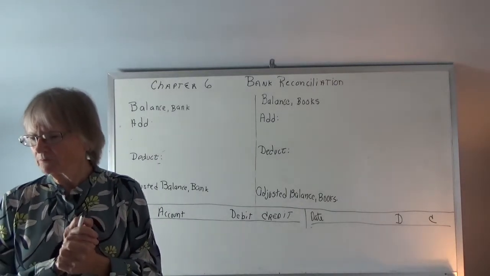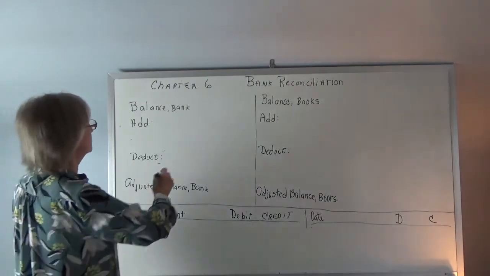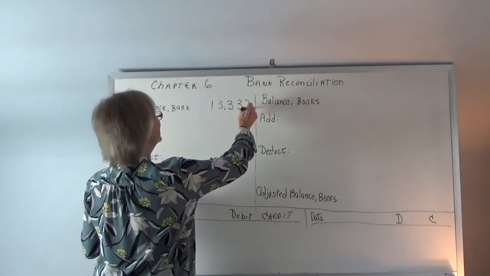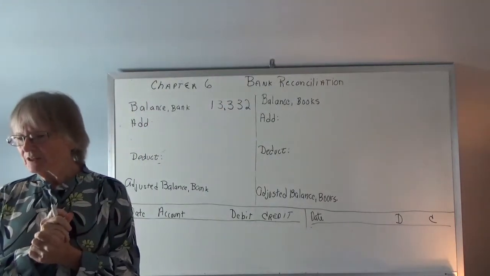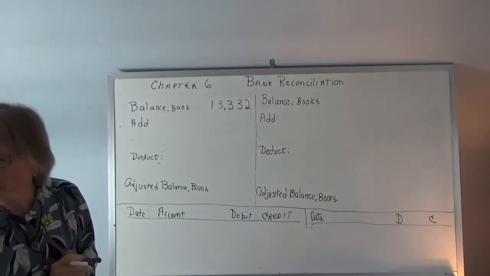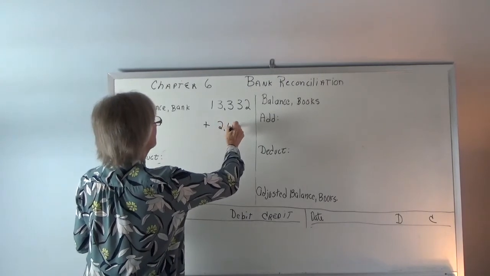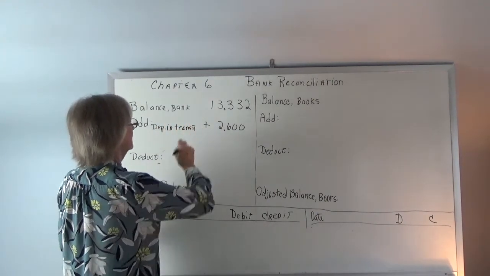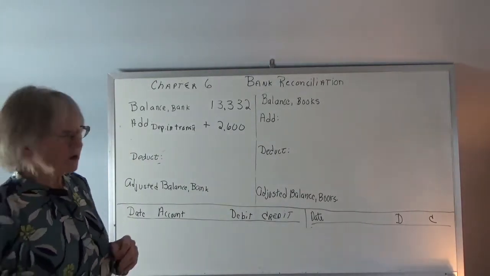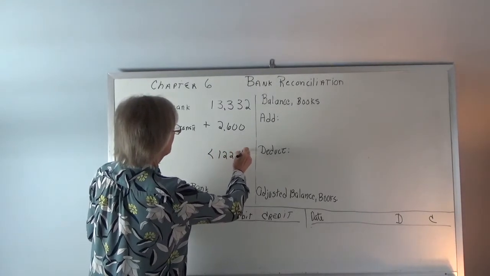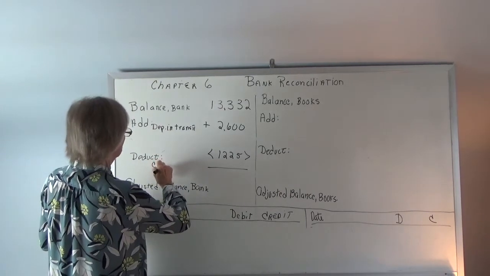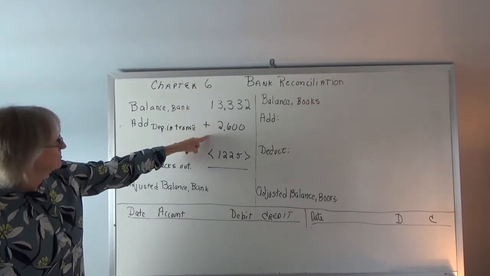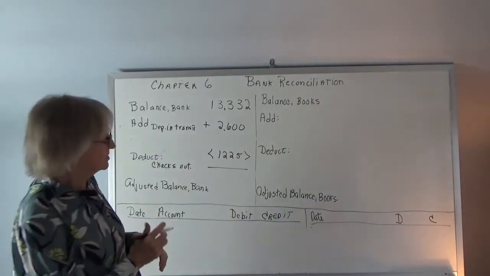They give you in the problem the balance per bank of $13,332. Okay, so we've got that. Then they also give us the deposits in transit and the checks outstanding. So we know we've got to add the deposits in transit of $2,600. And then they give us the checks outstanding of $1,225, so we're going to take those off. So when we go the balance per bank plus the deposits in transit minus the checks outstanding, we get the number 14,707.